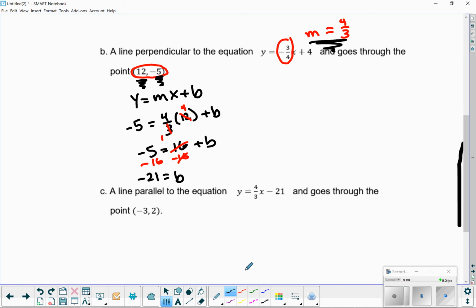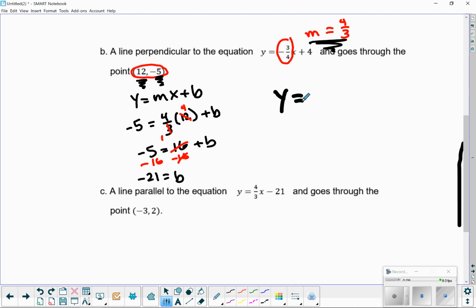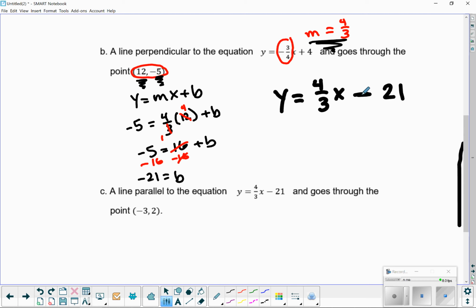Now you're going to go ahead and write your equation. y equals the m, which is 4/3, x plus b, which is going to be plus a negative 21. Okay, and when you see a plus and a negative or plus and a minus, you're going to go ahead and just use the minus. It's a plus and a minus, the minus wins out. Okay, that's your answer.